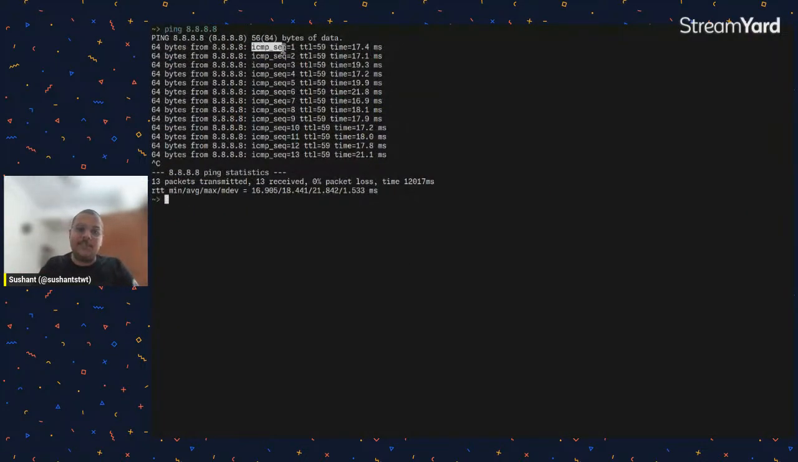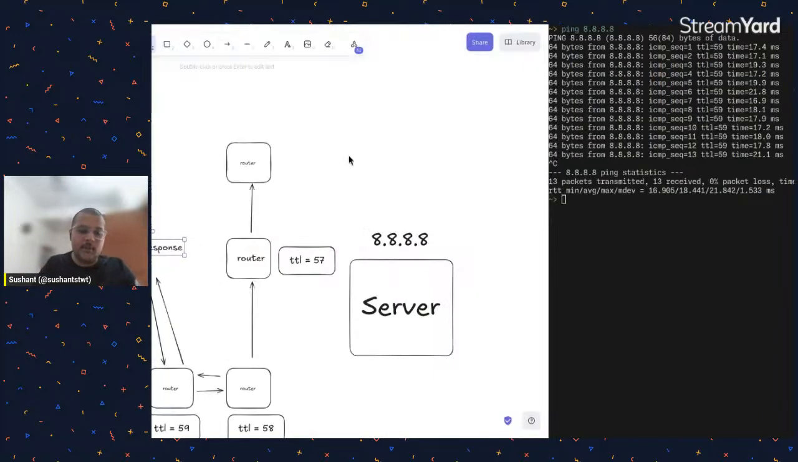Here, what the ICMP sequence signifies is that ICMP 1, 2, 3, 4, 5 basically means it's kind of like numbering. Okay, my first packet reached the destination, then my second packet reached the destination, then my third packet reached the destination. So these are all in sequence, and there is no packet which got dropped. Basically, that's what it means.